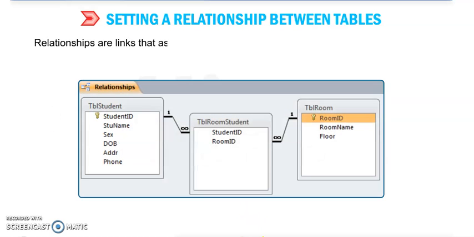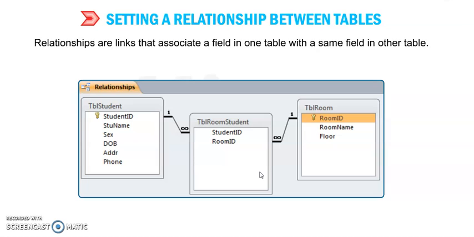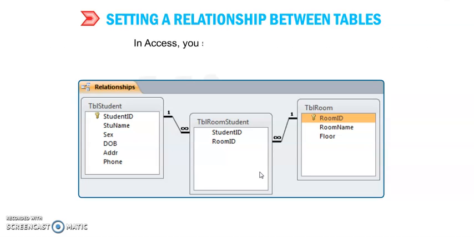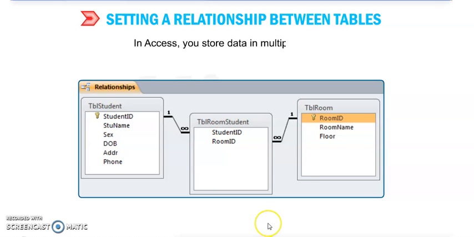So these are the steps for how we can set the relationship between the tables. First, you have to make a table in Access. After that, we can make relationships between tables, which are links that associate a field in one table with the same field in another table. If we have three tables with class 8 data, we have to combine all the class 8 data from all three tables, and we can do that with this relationship feature.